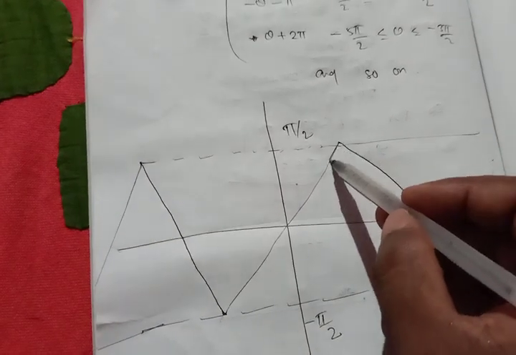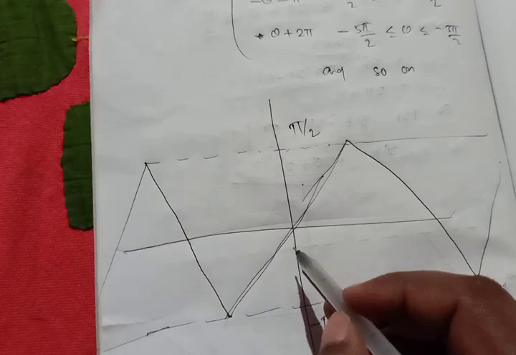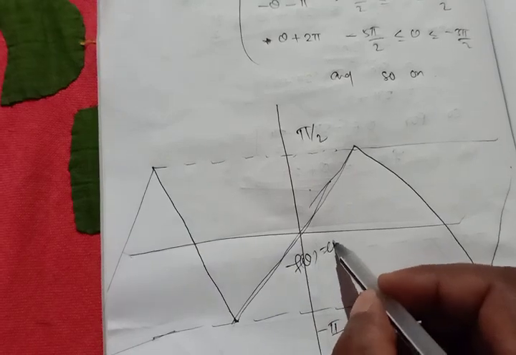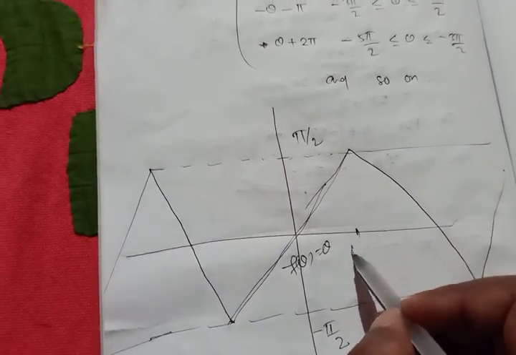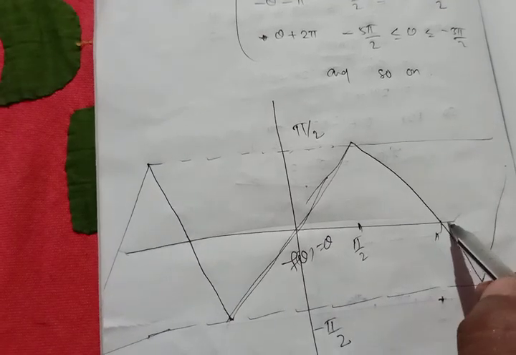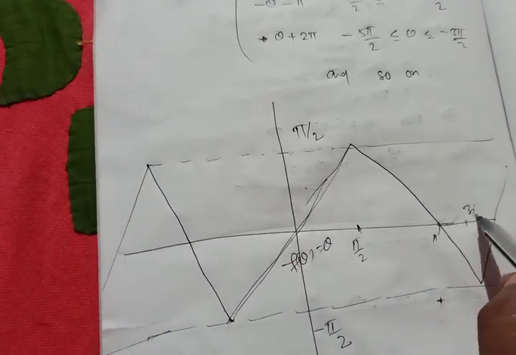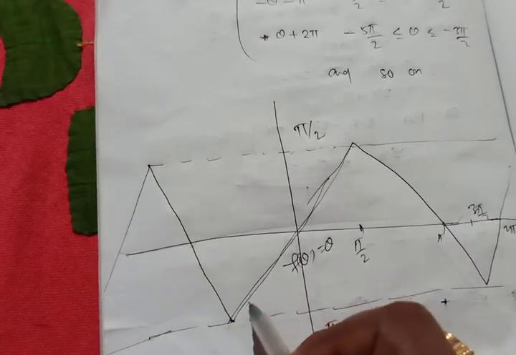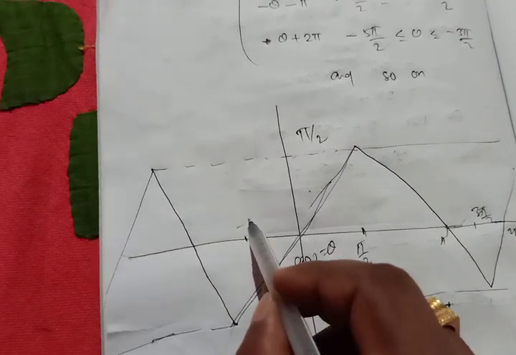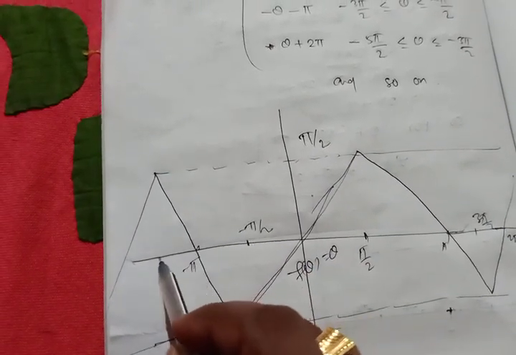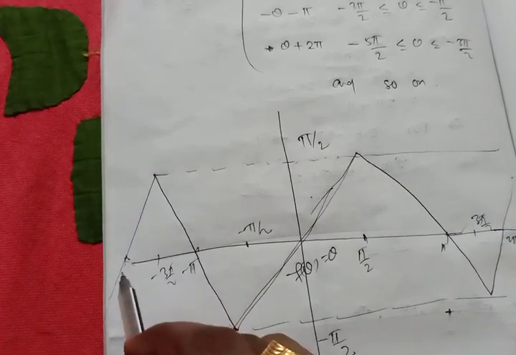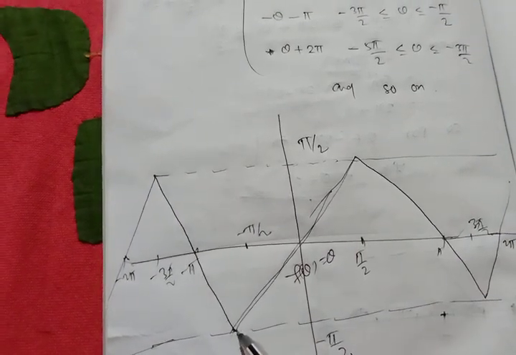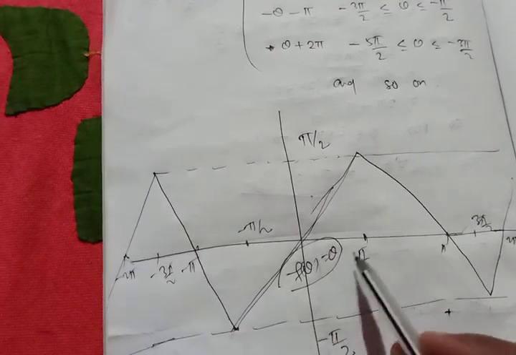Then this is nothing but f of x equal to x, or in this case, f of theta equal to theta. Remember, this one is pi by 2, this is pi, this is 3 pi by 2, this is 2 pi, and on the other side this one is minus pi by 2, this is minus pi, this is minus 3 pi by 2, this is minus 2 pi, and so on. Then what we get here is that if theta belongs to minus pi by 2 to pi by 2, it is theta.